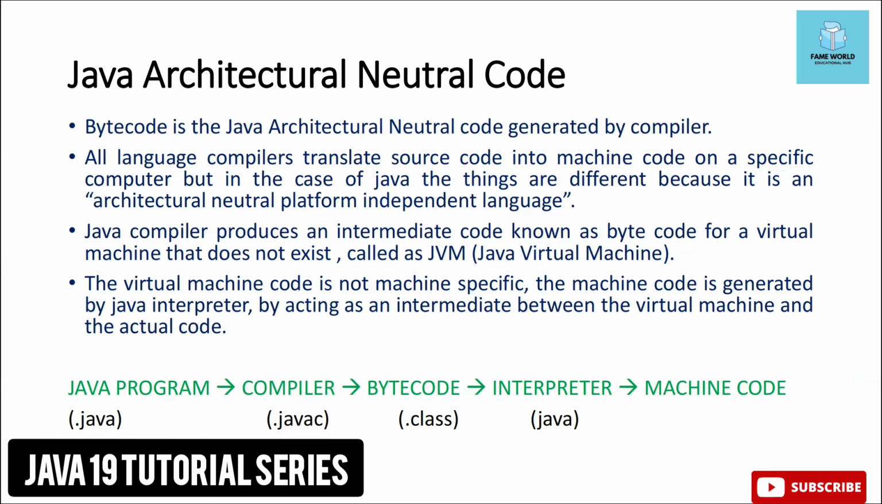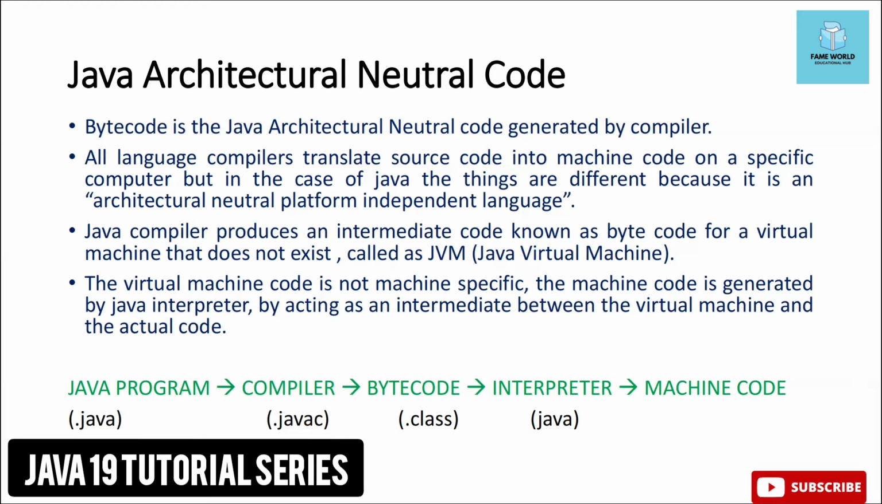So this code is actually the code which is making this particular programming language an architectural neutral programming language. In all languages, the compiler translates source code into the machine code for a specific computer. But in the case of Java, the things are different because it is an architectural neutral, platform independent language. The Java compiler produces an intermediate code known as bytecode for a virtual machine that does not exist, which is known as JVM, the Java virtual machine. And the virtual machine code is not machine specific. So the machine code is generated by the Java interpreter, acting as an intermediate between the virtual machine and the actual code.